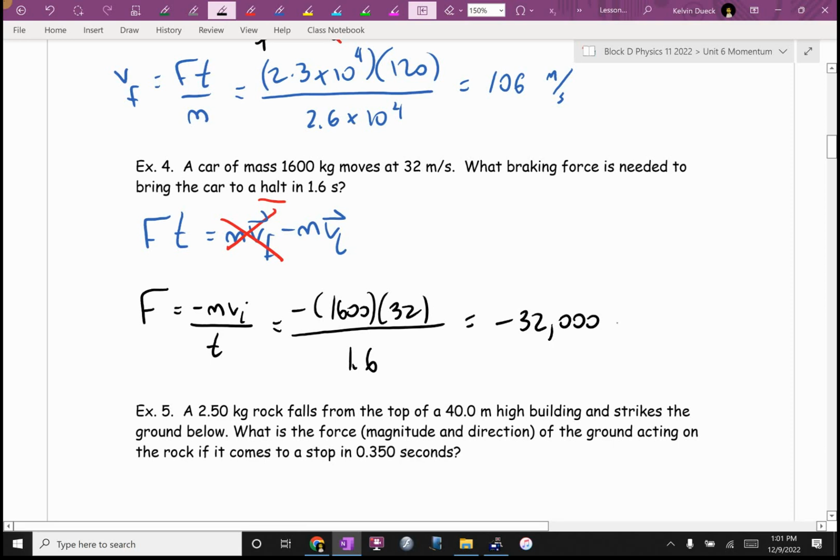Newtons. What's the negative telling me? If the car is going forward, which way does the stopping force have to be? Backward. Okay? So I didn't give you specific directions here. If this was a quiz or a test question, I either would have said magnitude only, or I would have said magnitude and direction, and I would have given you some directions. But this question here has no direction, right?